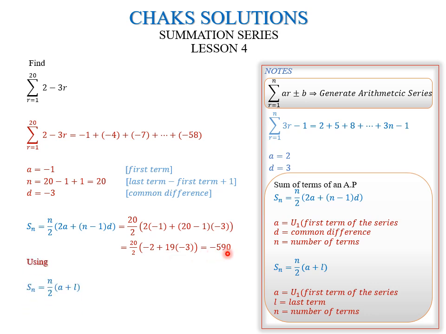Or you can use the second formula here, where we say it's n over 2 times the first term plus the last term. So the number of terms here is 20, so it's 20 over 2 times (minus 1 plus minus 58). Your first term is minus 1, and your last term here is minus 58, which is going to give us minus 590. So this type of example only applies when the series is generating an arithmetic series. Alright, or we can use the standard results from the previous lesson. We are dealing with examples where we are using the standard results.